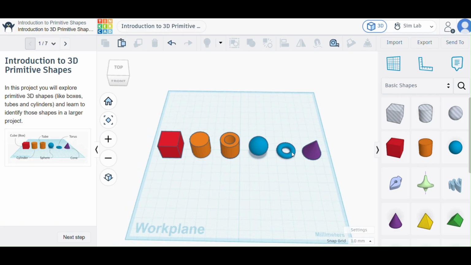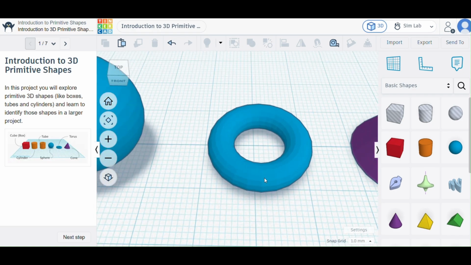This little guy right here, this guy that looks like a donut, is called a torus. It's a mathematical shape that is involved in higher geometry. Basically, it's a donut, okay? And it's actually really handy.